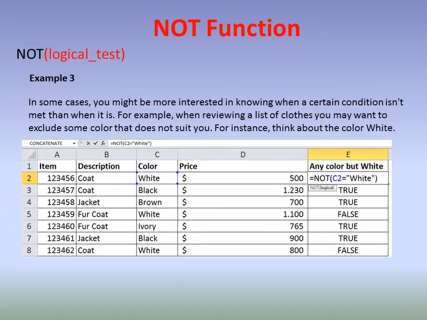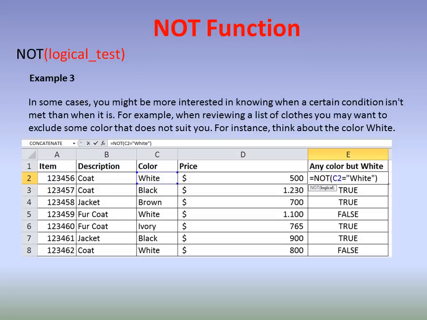Finally, here we have our last example using the NOT function. Maybe you are thinking, well, but I don't see clearly the utility of the NOT function. So let's study the following case. In some cases, you might be more interested in knowing when a certain condition isn't met than when it is.